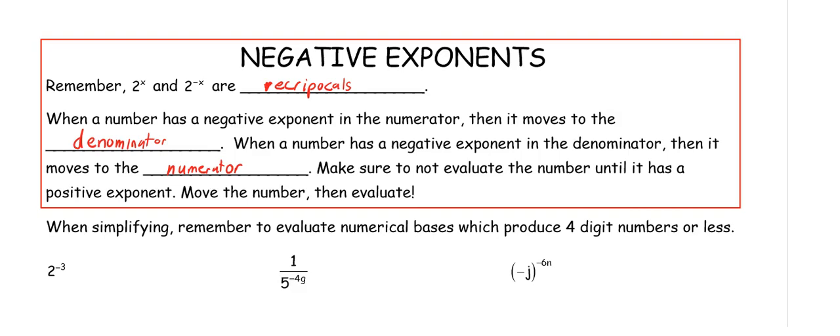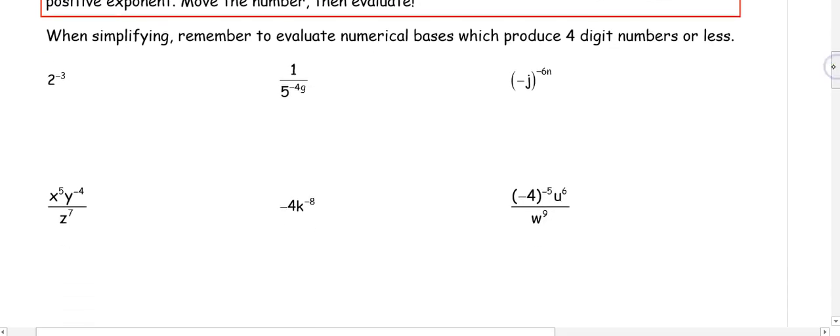So we need to make sure not to evaluate the number until it has a positive exponent, and we only want to move things that have the negative exponent with them. So when simplifying, we also want to remember to evaluate numerical bases that produce 4 digits or less. So we'll look at that as we continue with some examples.